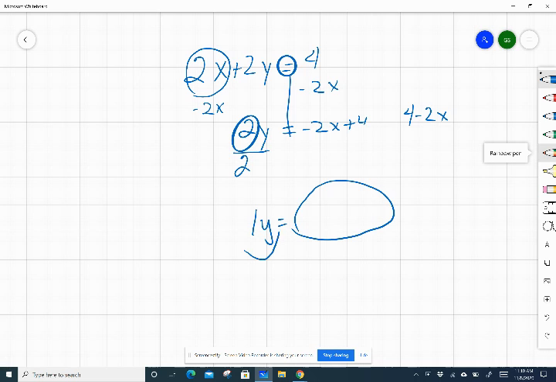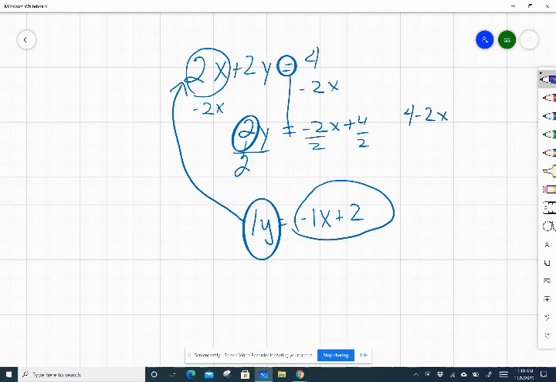What do you notice down here? There's 1y. So because I divided this number, I have to divide this number, and I have to divide this number. So negative 2 divided by 2 is negative 1x, and 4 divided by 2 is 2. So this is exactly the same as this equation. I'm going to show you one more as an example.